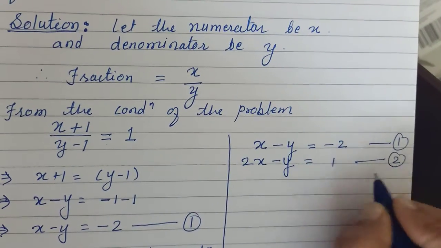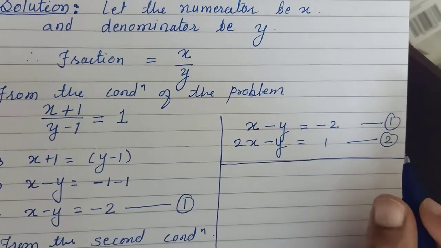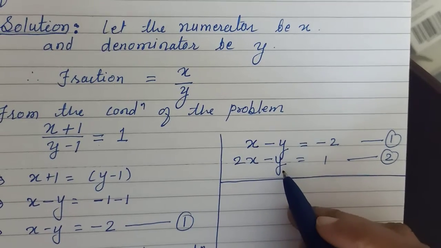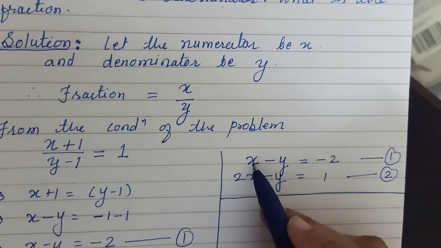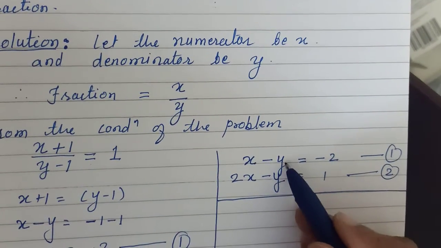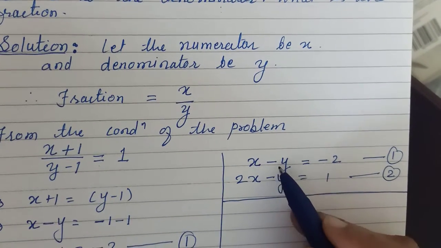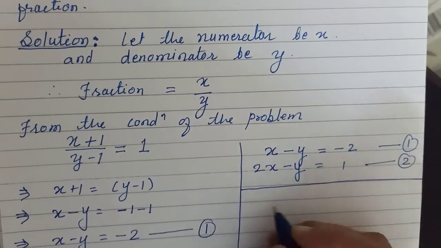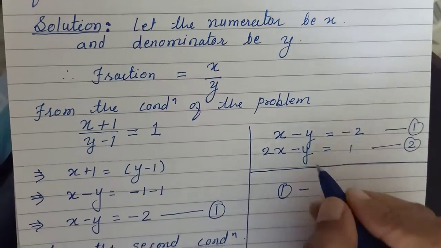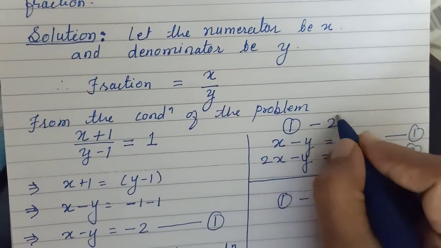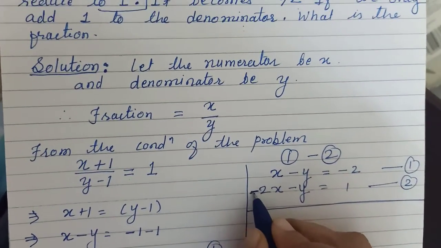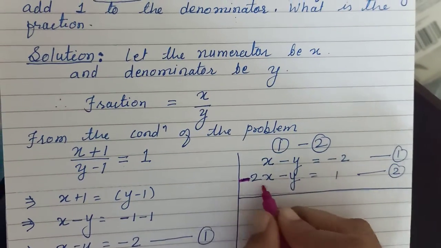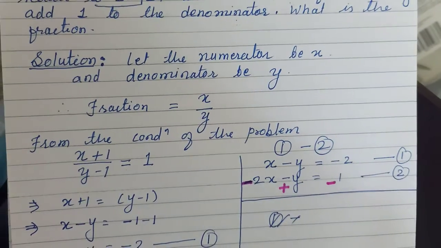Now we have to solve these equations by the elimination method. In the elimination method, our aim is to eliminate any one term, either x or y. To make the x terms equal, we would have to multiply by 2. But if you see the y terms, both are the same, so they can be eliminated easily. But the sign is the same here, so one must be plus. So what we will do is subtract: 1 minus 2. If we subtract, this sign will become plus here and minus here.